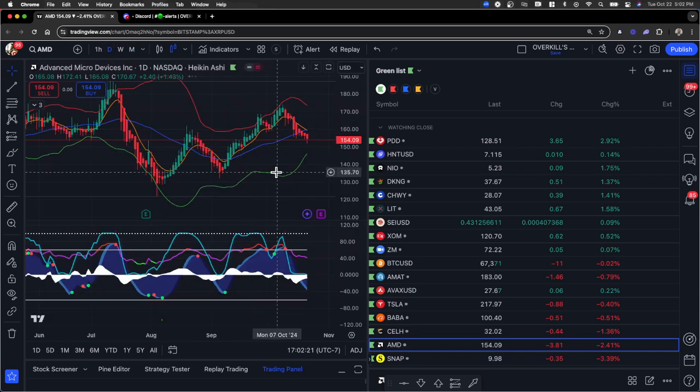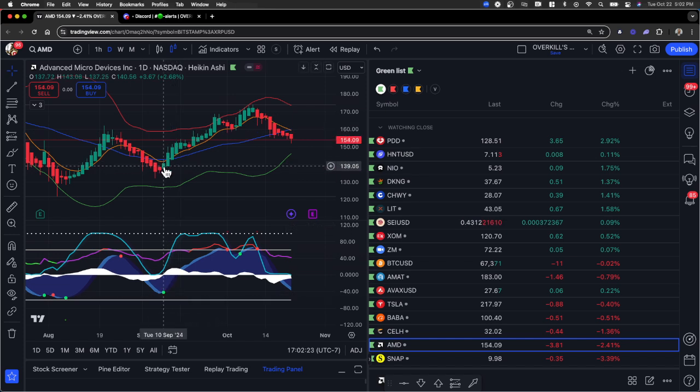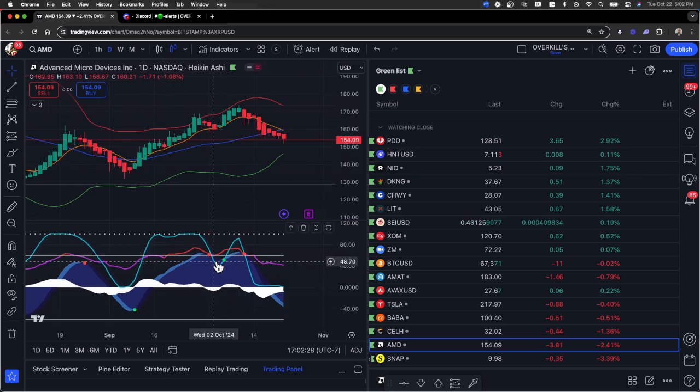So what I'm waiting for on AMD now is just a green dot, and that'll be my entry, and then I'll ride it all the way up. I'll either sell at the red dot, or when this blue stochastic RSI right here, this blue line, gets close to this white dotted line. That is also a place where we like to sell and take profits, either when it hits the dotted line or we get a red dot, whichever one comes first.